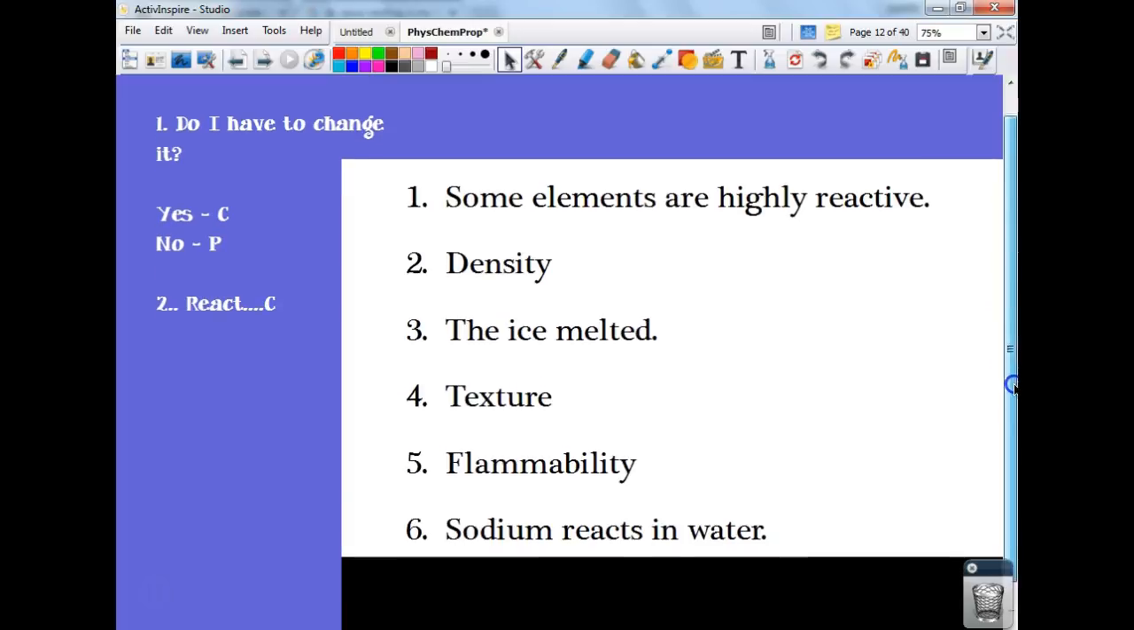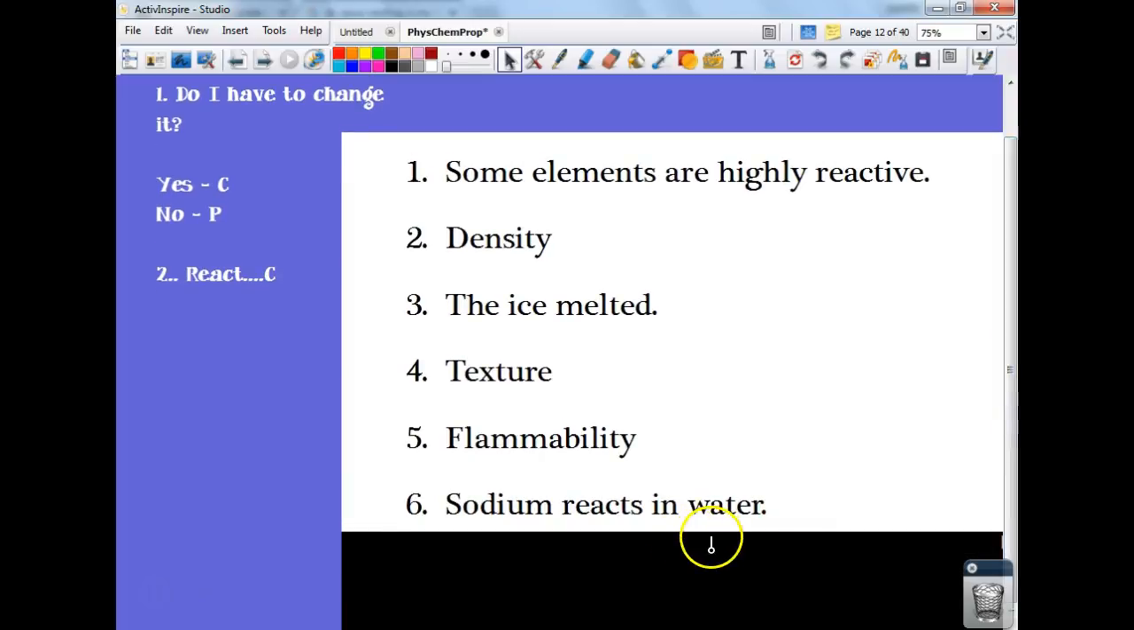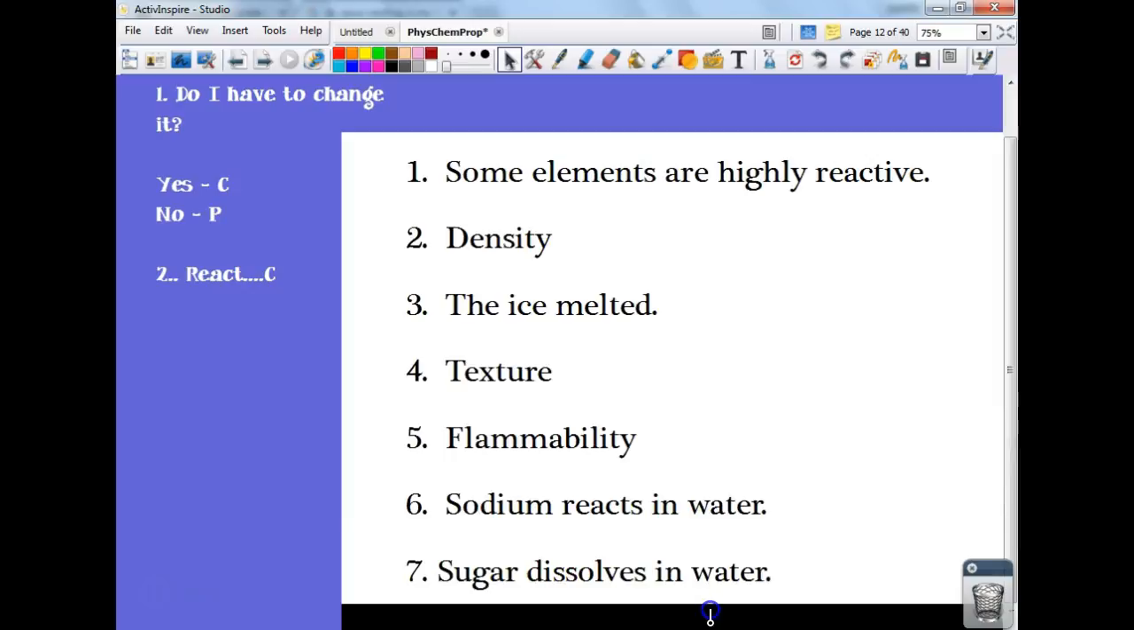And here's our last one. And this is the hardest one of all. Oh my. Just when you thought I was being too easy on you. Sugar dissolves in water. Is that physical or is that chemical? Did it change what it's made out of? Can you get it back the way it used to be? Put P or C.